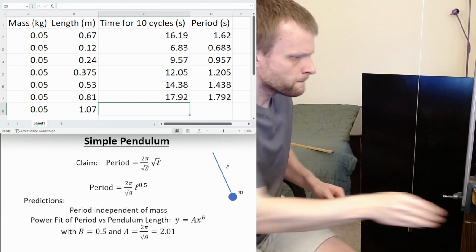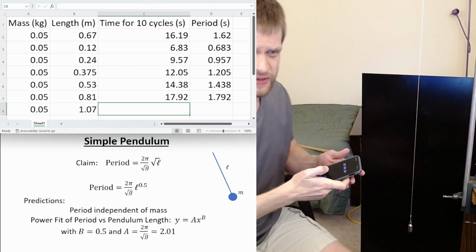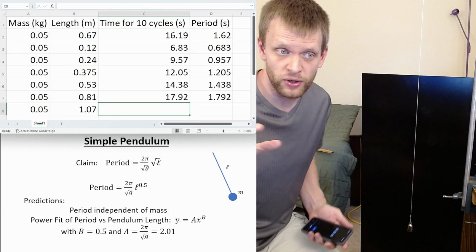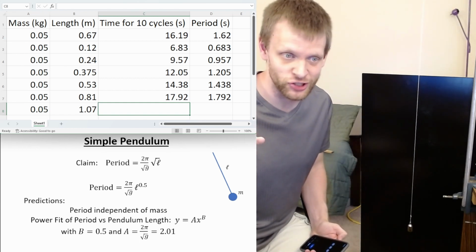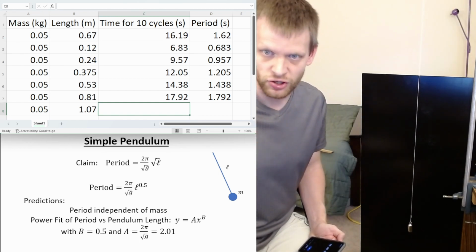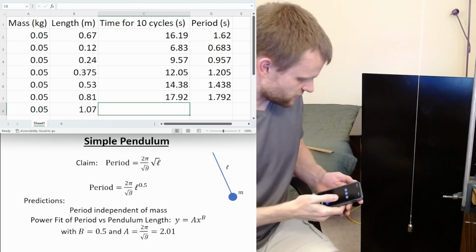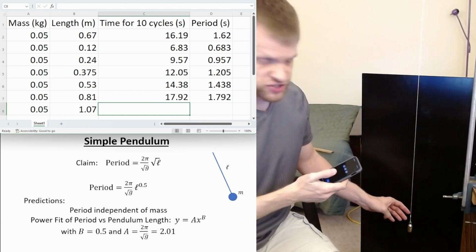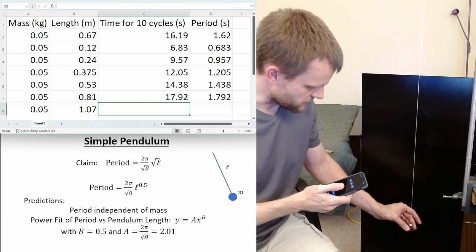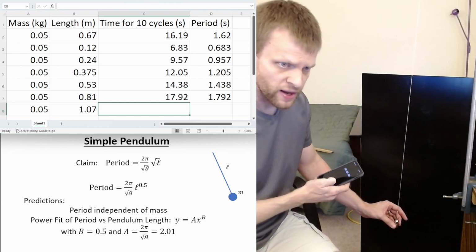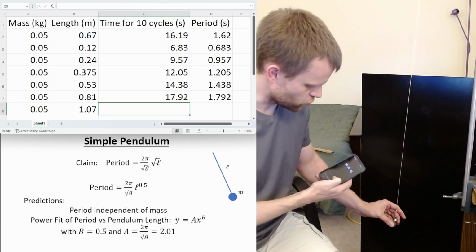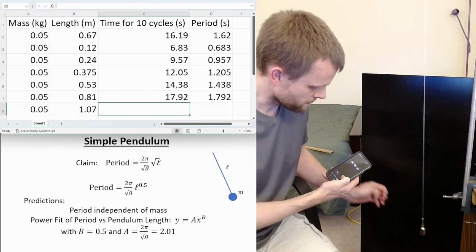I think this will be our last one, because if anyone wants to try to do a longer pendulum and see if the results are still matching up with what we've talked about here, throw a comment in and talk about that. So again, this is the 1.07 meter long pendulum. Move this back a bit, and we'll start in 3, 2, 1, start.